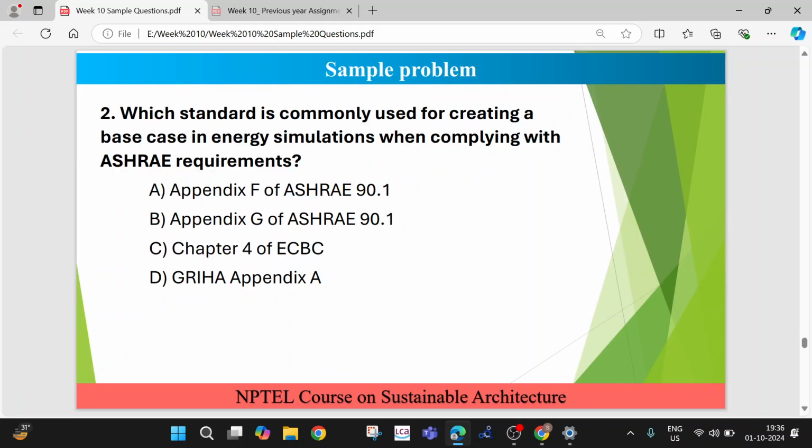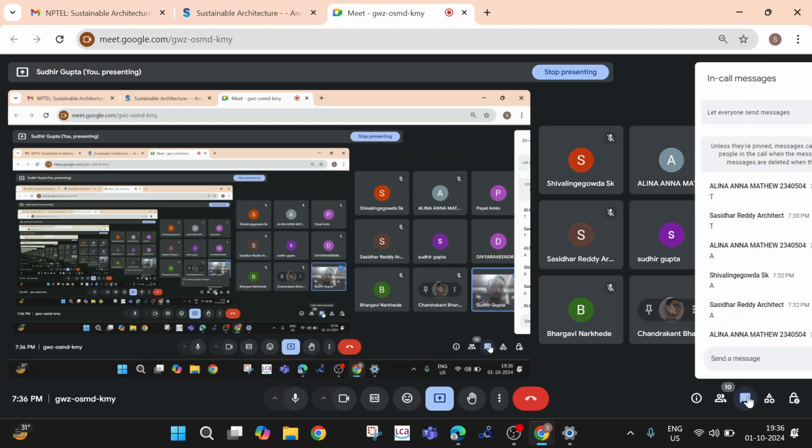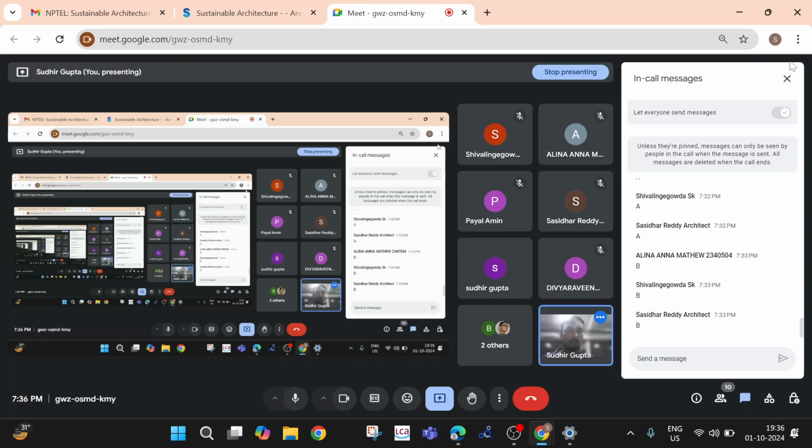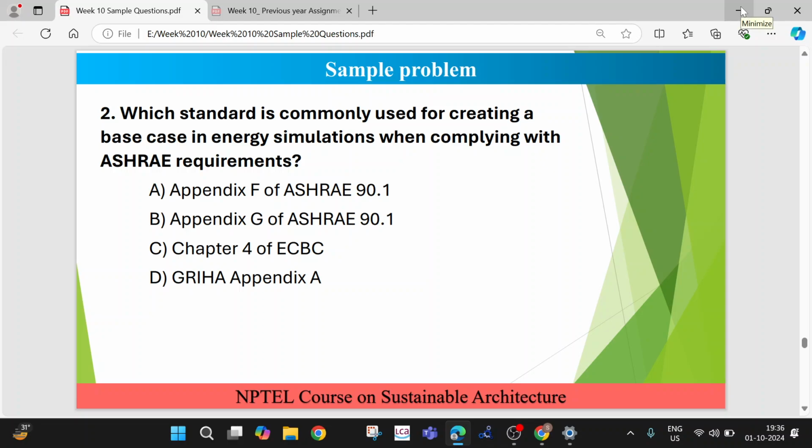Yes, sir. Yeah. So here is the second question. Which standard is commonly used for creating the base case in energy simulation when complying with the ASHRAE requirements? Appendix G or Appendix F? And I don't think anybody will be opting for the other two options. B. Yeah. B is the right answer. Appendix G of ASHRAE 90.1.